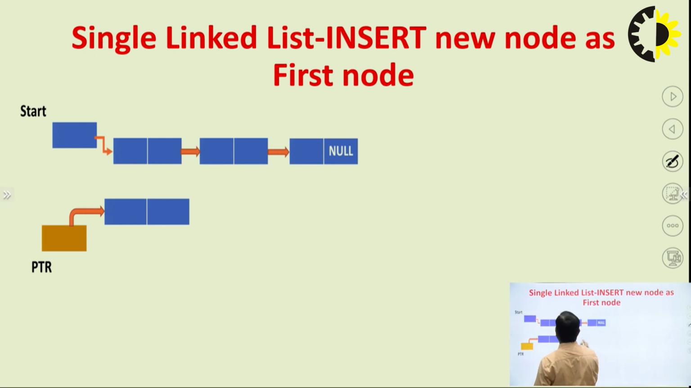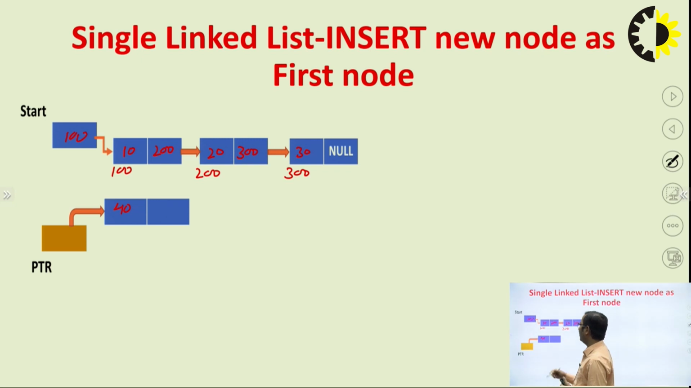Here we have taken a diagram. We will understand the working by using the diagram. First node contains the address 100, so start will contain 100. Second node address is 200, and third node address is 300, and the last node contains the null. Now we have to insert information 40 at the beginning of the single linked list.